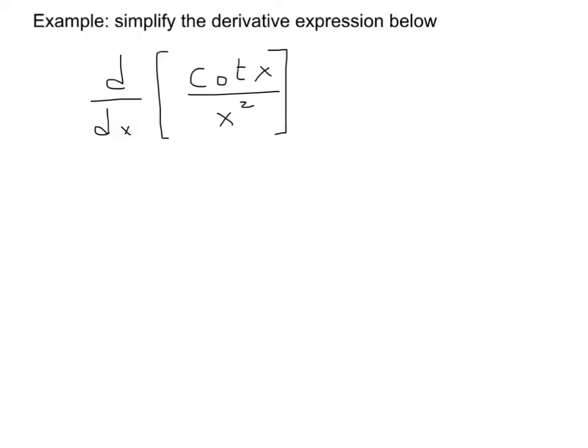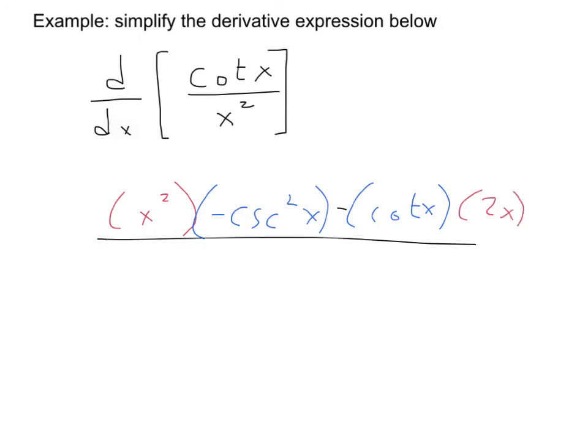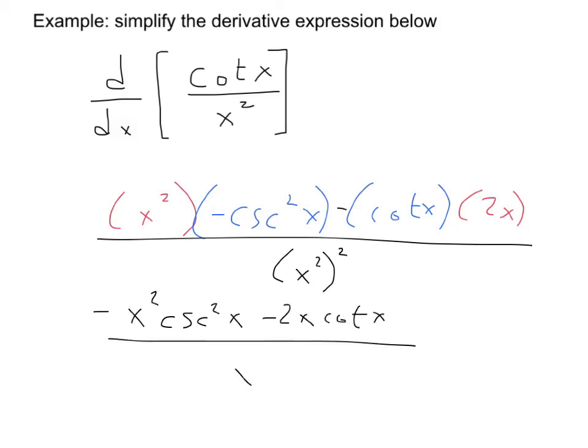So I am supposed to have low d high. Now the derivative of cotangent is negative cosecant squared x, low d high, minus high d low, square the bottom. So squaring the bottom is going to give me x squared squared, and away we go. So now that I have this thing, I can go back through and try to simplify a little bit. In particular, move negatives around, get rid of parentheses when unnecessary. I'm going to have negative x squared cosecant squared x minus 2x cotangent x all over x to the fourth.